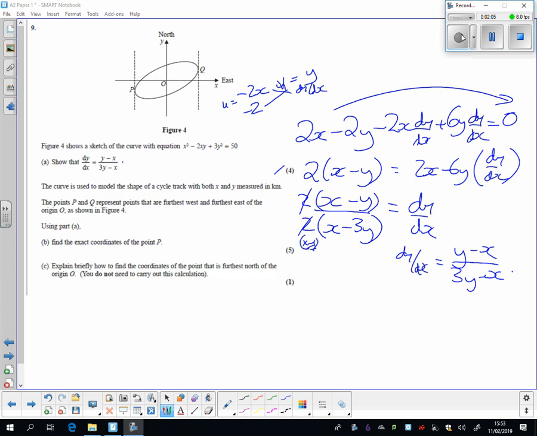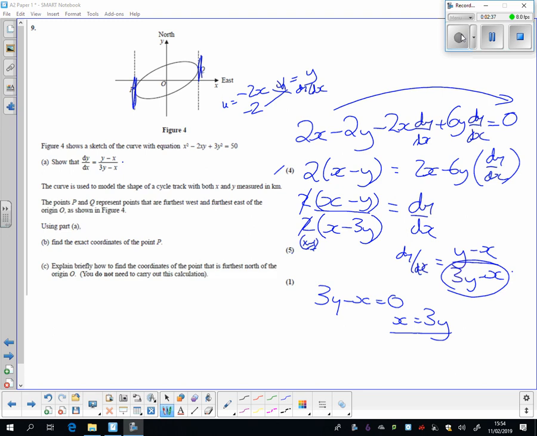Now there's 5 marks more for this. They're trying to find out where the furthest west it can be. The furthest west and east it can be is this point here. And the amazing point about it is that the gradient at those points is infinite. Now if the gradient's infinite, then this bit down the bottom here must be equal to 0. So 3y minus x equals 0, and so I've got x is equal to 3y.